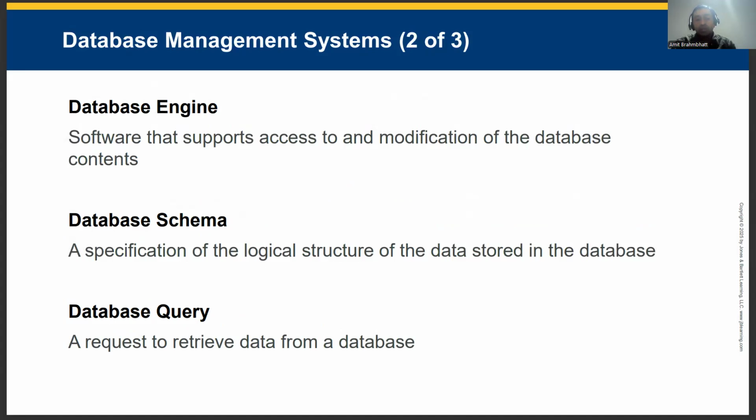If we expand on DBMS components, the database engine handles reading, writing, updating, and security. The database schema outlines how data is organized into tables, fields, and relationships. A database query is a request for information, such as finding all customers who rented a movie. Understanding these components helps you see why databases are essential for large-scale information systems.